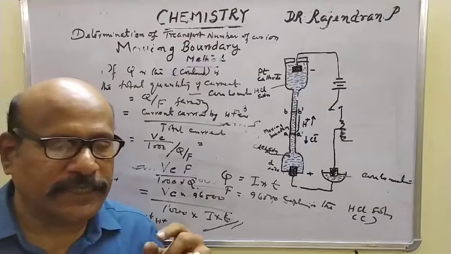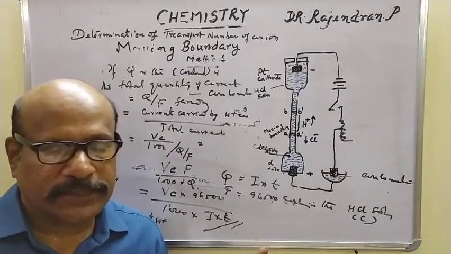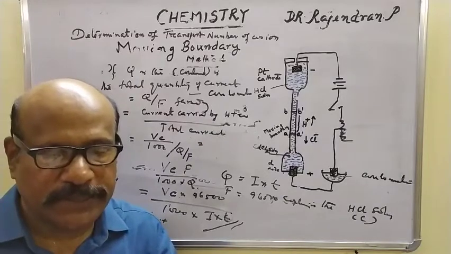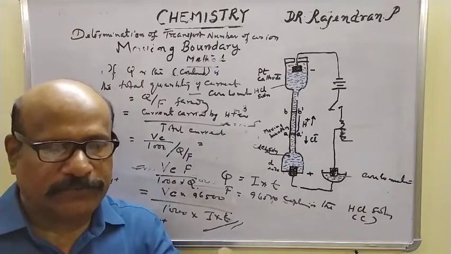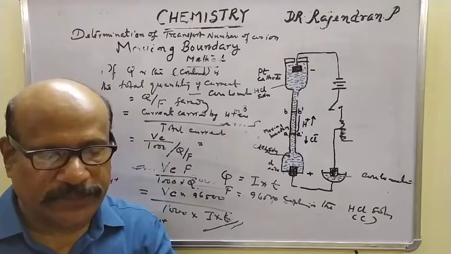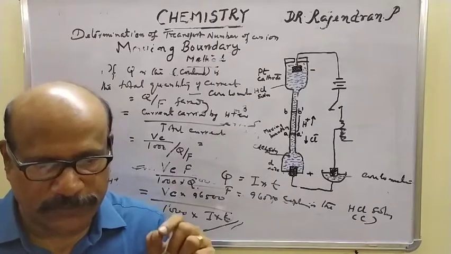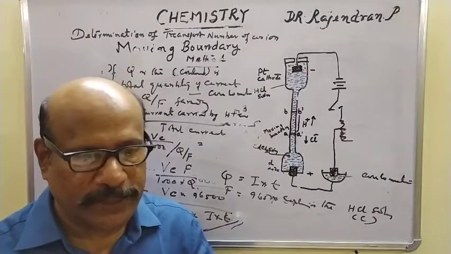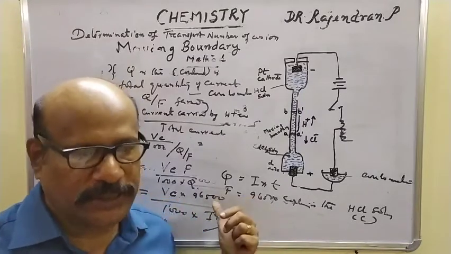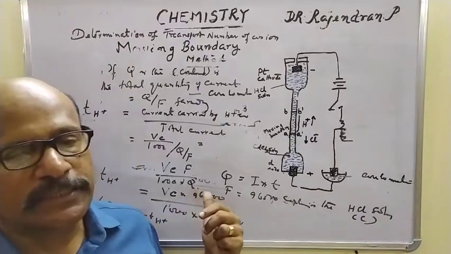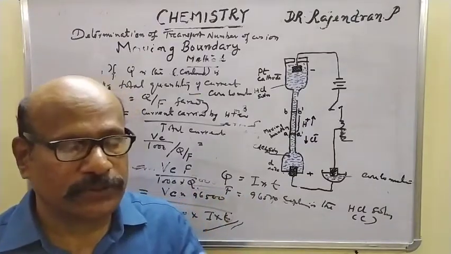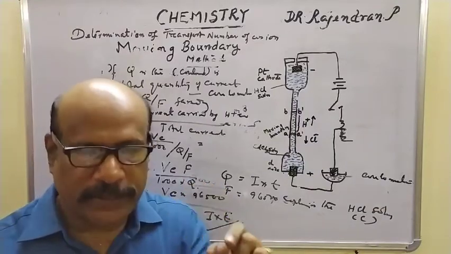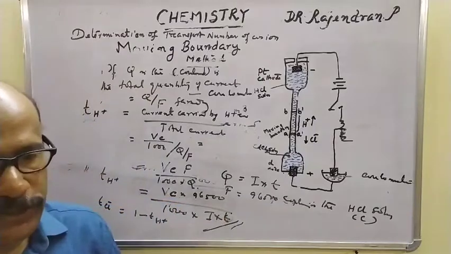So the quantity of current carried by Vc by 1000 gram equivalent of H plus ion is Vc by 1000 Faraday. 1 Faraday carries 1 equivalent of H plus. Therefore, Vc by 1000 gram equivalent of H plus is carried by how many Faradays? 1 into Vc by 1000, that is Vc by 1000 Faraday. So the quantity of current carried by H plus ion is Vc, that is the number of gram equivalents itself, Vc by 1000.